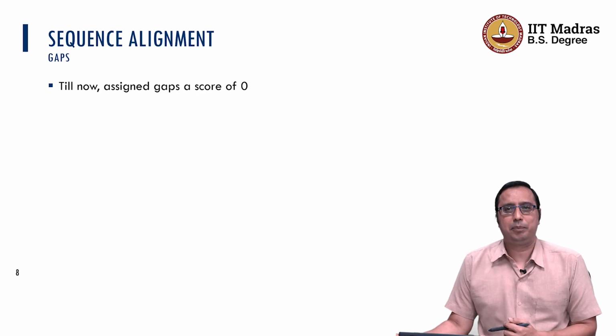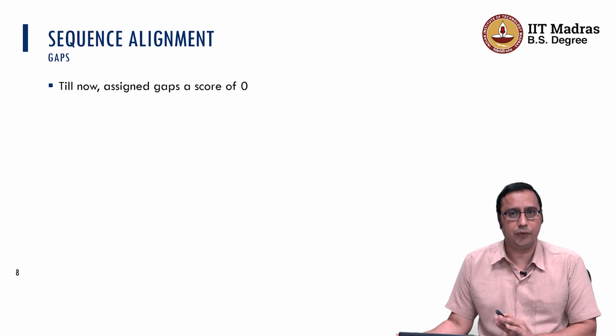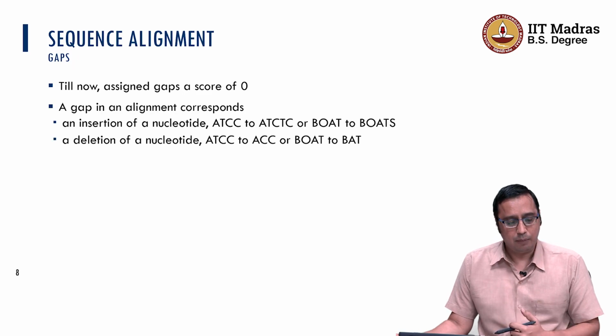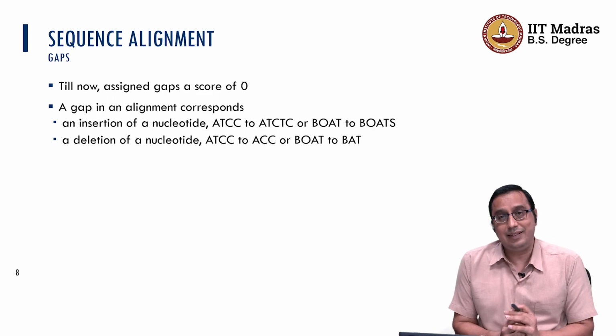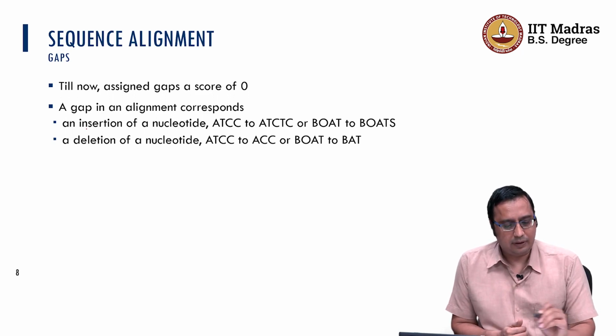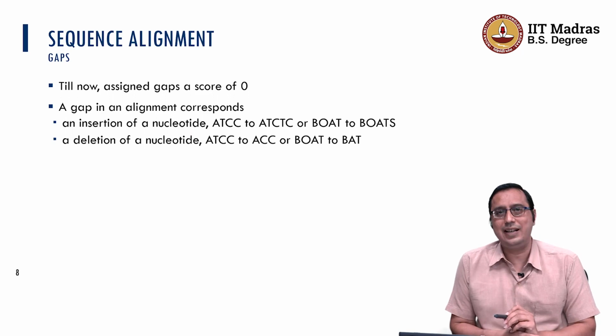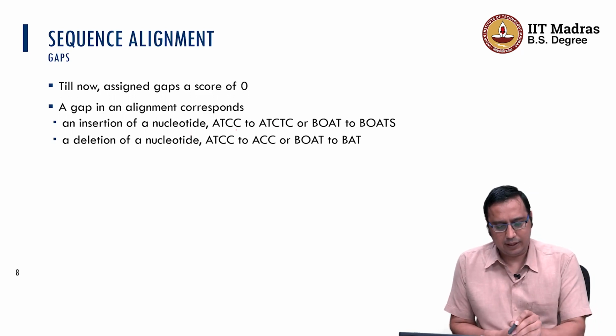Now let's come to the gap. The gaps we have assigned so far a score of 0. But in general, gaps should not be assigned a score of 0 because they have more ramifications. Let's understand how gaps can be created, or the possible ways of gaps. Gaps can arise through the insertion or deletion of nucleotides. So take an example here.